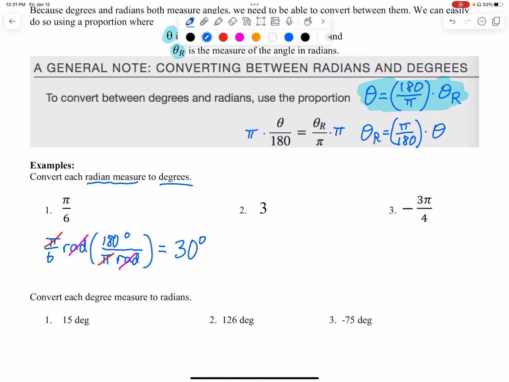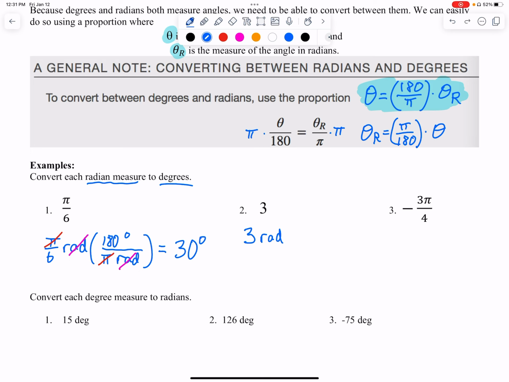Right, so that's how we go from one to the other. I like this better. I know 180 and pi is what I'm going to use. I could even use 360 over 2 pi, anything that gives me an equality between degrees and radians. This helps me know if I flip it one way or the other because I need the units that we're in to cancel.